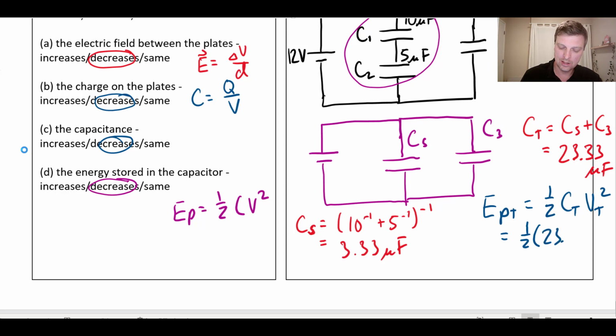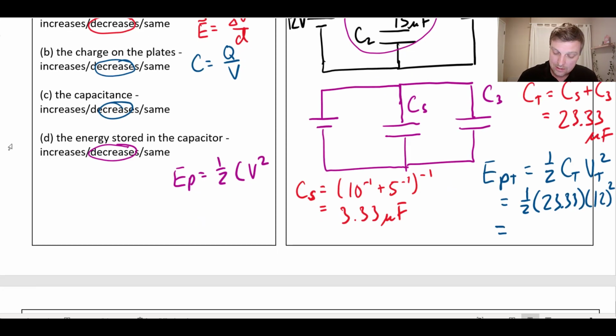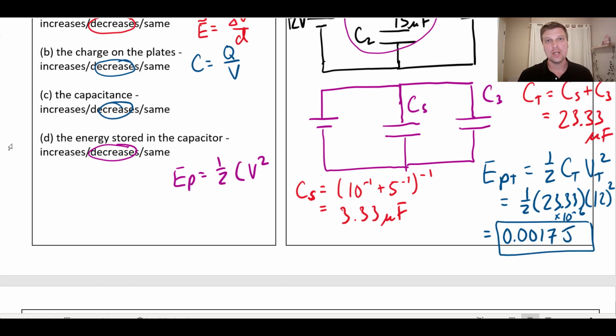So, 1/2 times 23.33 times the voltage of 12 squared. Oh, I should point out, this is microfarads, so times 10 to the negative 6. It's easy to forget those micros and nanos. But the total energy that would be stored in here would be approximately 0.0017 joules. So not a lot, but there we go.